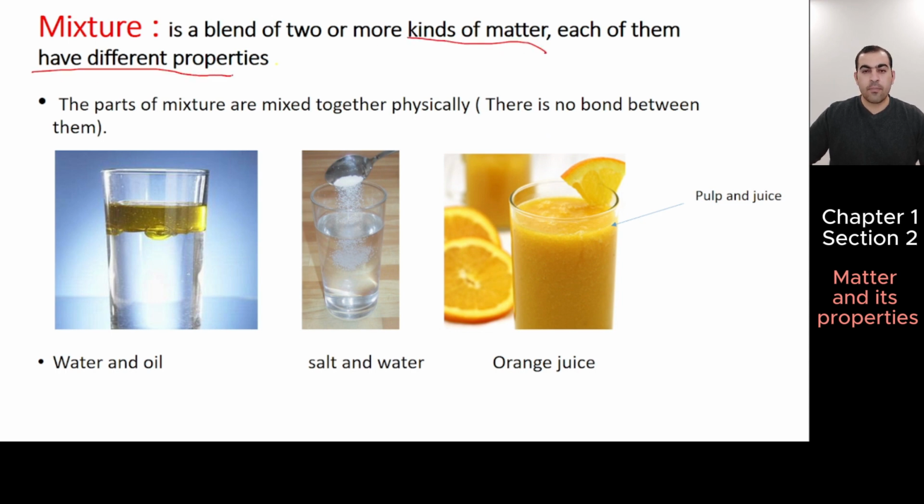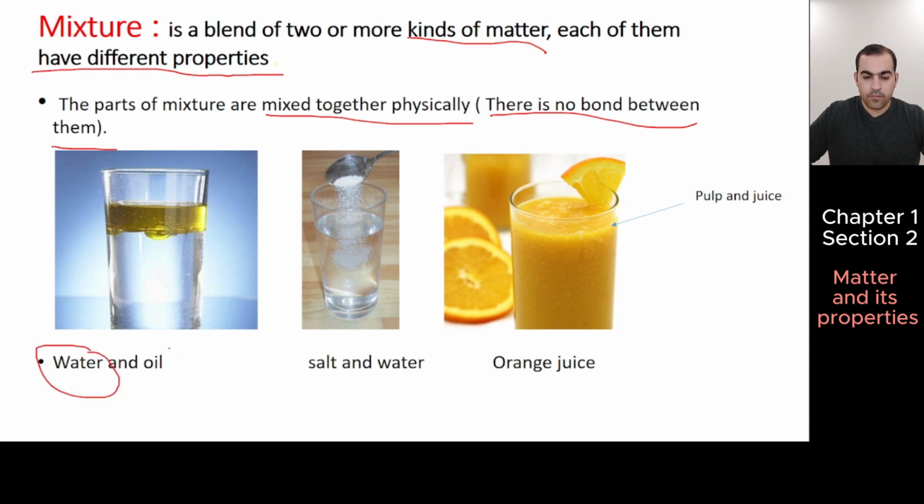Each of them has different properties. For example, two glasses of water, you mix them, is this a mixture? No. The samples must be different. Each must be a different kind of matter with different properties, like salt and water, which are two compounds. You mix them, they become a mixture. What is very important is that the parts of a mixture are mixed physically, not chemically. There is no bond between the two substances. We have mixed them, so there's no bond between them.